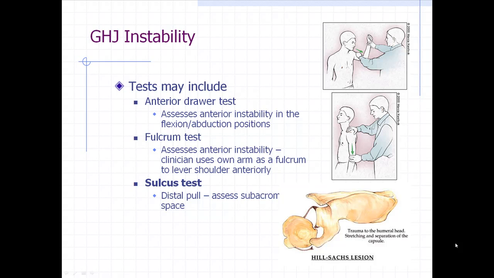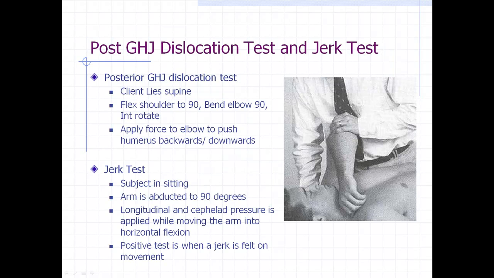Another instability test is the sulcus test. In this situation, the clinician, as we see here, creates a downward drag of the humerus itself, and we're looking for the appearance of a sulcus underneath the acromion process. Posterior instability is far less common, but there are a couple of tests that we can do to assess this.